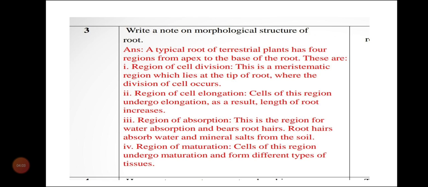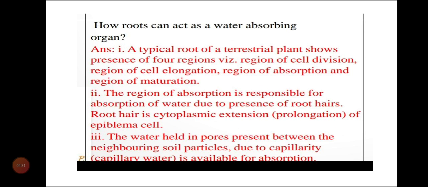Next, the region of absorption is the region for water absorption and bears root hairs. Root hairs absorb water and mineral salts from the soil. The last one is the region of maturation. Cells of this region undergo maturation and form different types of tissues. So in a very short way like this, you have to explain each region and you will get 3 marks for this. Okay. Moving to the fourth question for 3 marks.